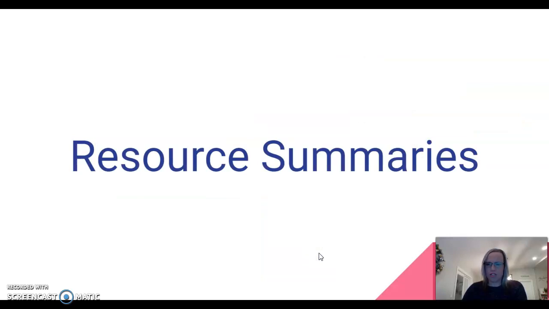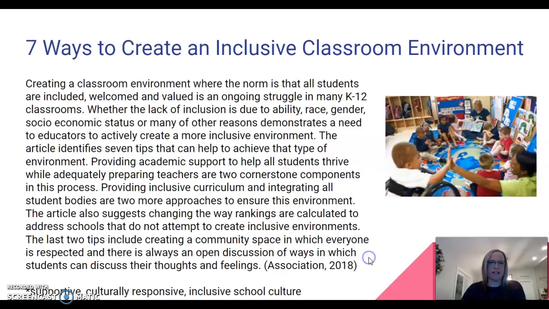Thinking about the different resource summaries, I'm going to give a brief overview of each of these because there's a lot of information that is somewhat repetitive, so I will do my best to summarize without reading directly the entire time. So the first article was called 7 Ways to Create an Inclusive Classroom Environment.